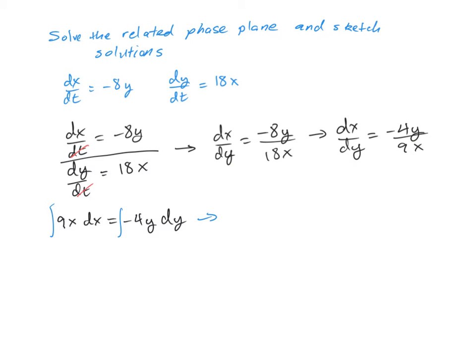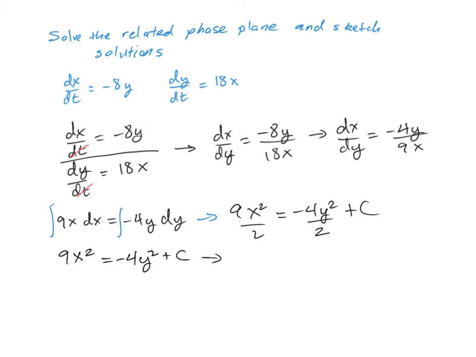And if we integrate both sides of this, we're going to get 9x squared over 2 is equal to negative 4y squared over 2 plus c. And of course, we can multiply this whole thing through by 2 to cancel those out, so that we get 9x squared is equal to negative 4y squared plus a new value of c. And then we can add our 4y squared over to the other side. And that's going to give us 9x squared plus 4y squared is equal to c.